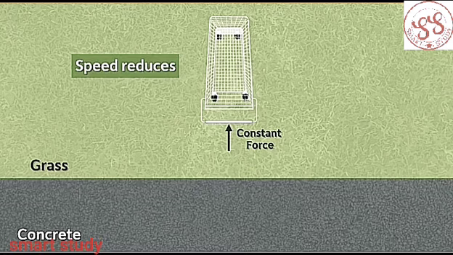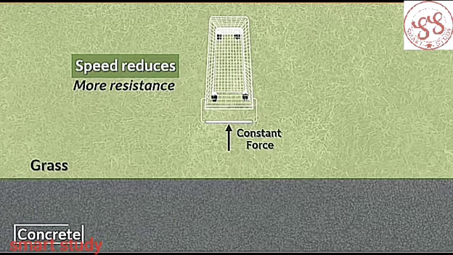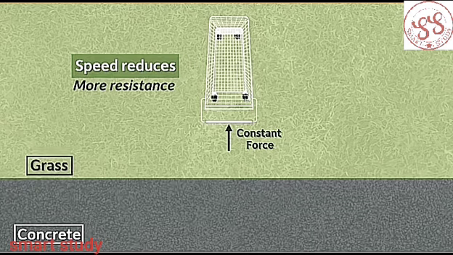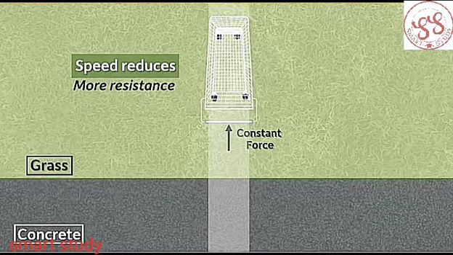And the reason for slower speed is rather obvious. The grass offers more resistance to the motion of the cart than the concrete road. Here, we can consider the concrete road and grass as two different media through which the cart is moving. Note that the direction of the cart is same in both the media.